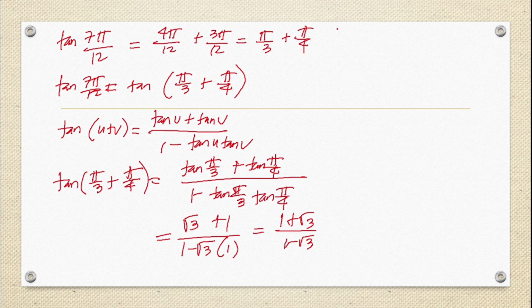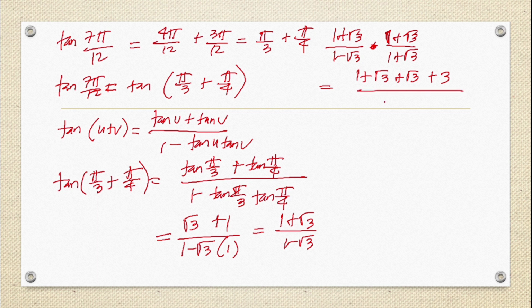So by the conjugate, 1 plus the square root of 3 over 1 minus the square root of 3 is equal to this times 1 plus the square root of 3 over 1 plus the square root of 3. So we have here 1 plus the square root of 3 plus the square root of 3 plus 3 over 1 minus 3. We solved this one a while ago. So we come up with 4 plus 2 square root of 3 over negative 2.